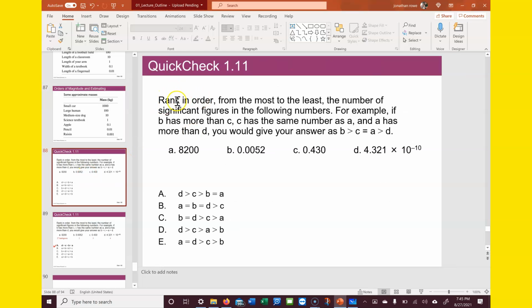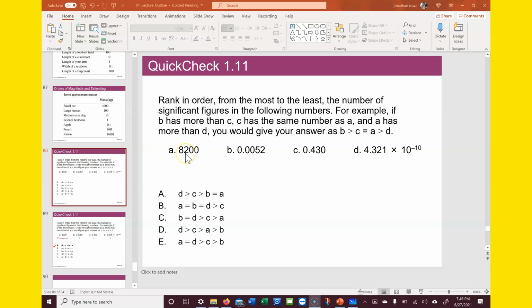Quick check 1.11. Rank in order from the most to the least the number of significant figures in the following numbers. For example, if B has more than C, C has the same number as A, and A has more than D, you would give this as the answer: B is greater than C, C is equal to A is greater than D. So the greatest one comes first, and the least one comes last. Alright, let's talk about it.